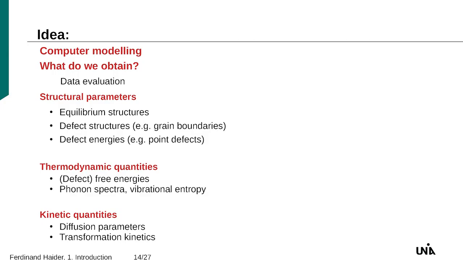We will see also a vacancy, or a substitutional atom, or an interstitial. They all have certain energies. And these energies then control properties like diffusion properties. But same, of course, for grain boundaries or for dislocations: dislocation core energies, grain boundary energies, and so on. They are all important quantities.